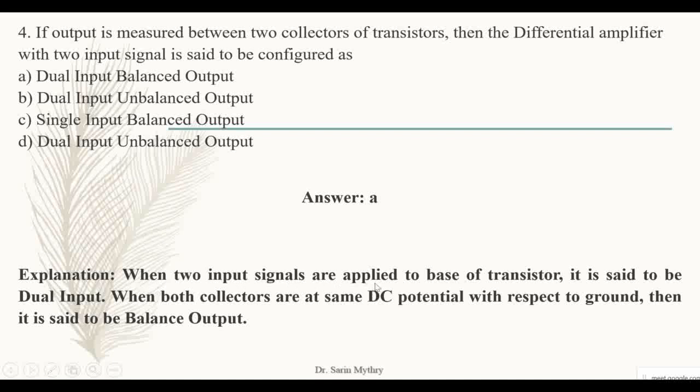When two input signals are applied to the base of a transistor, it is said to be dual input. When both the collectors are at the same DC potential with respect to ground, then it is said to be balanced output. As per the circuit diagram, if there are two outputs C1 and C2, we call it a balanced output. Technically speaking, whenever both the collectors are at the same DC potential with respect to ground, it is said to be balanced output. So option A is the correct one for this fourth question.